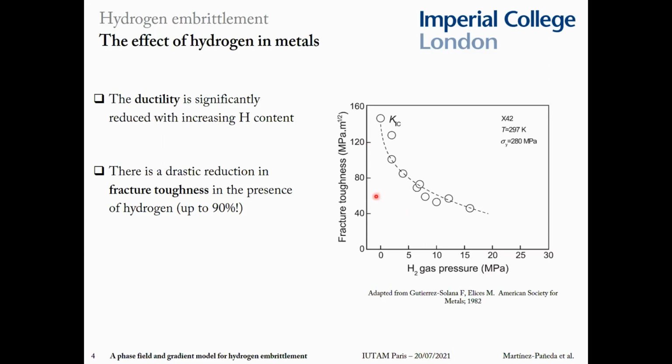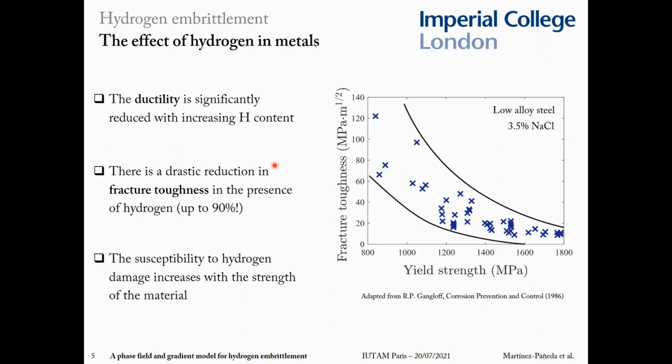And this is for a low strength steel. But for high strength steels, the fracture toughness reduction can be of up to 90%. And this is a key point to emphasize. The susceptibility to hydrogen damage is very sensitive to the strength of the material. So you can see here reported fracture toughness versus yield strength for a given environment, a fixed amount of hydrogen. It could be typical of seawater. And you can see that for high strength steels, the fracture toughness goes below 10 megapascals square meter, so almost like a ceramic. And this is quite an important picture because basically there are two takeaways.